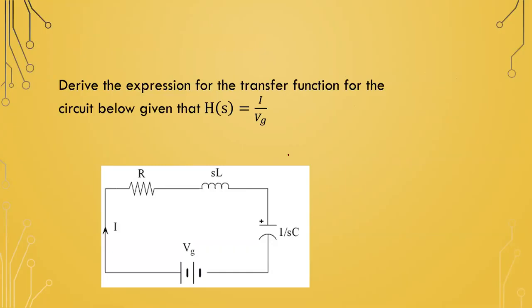Derive an expression for the transfer function for the circuit below, given that the transfer function is defined as I over Vg. So the circuit current over the circuit voltage. That is how we are defining the transfer function. The output being the Laplace of the current and the input being the supply voltage. All right. And if you note, I've already shown L and C in the frequency domain.